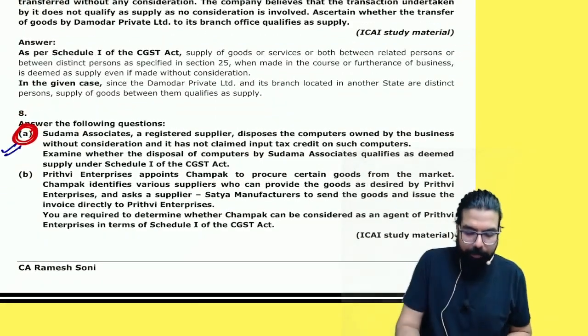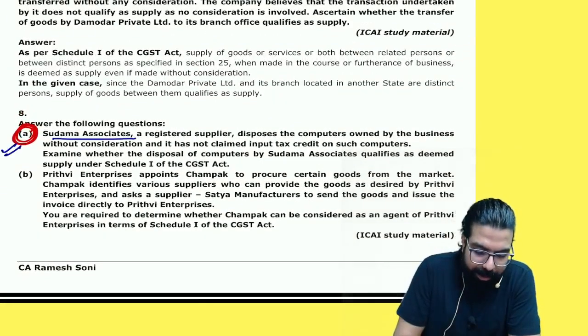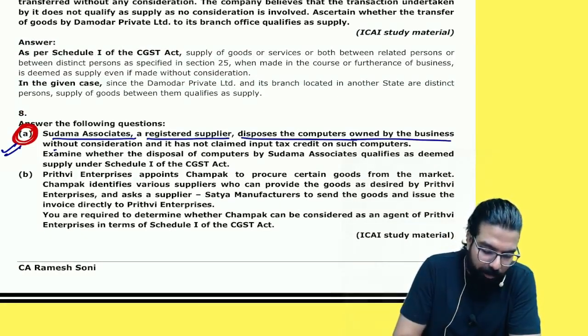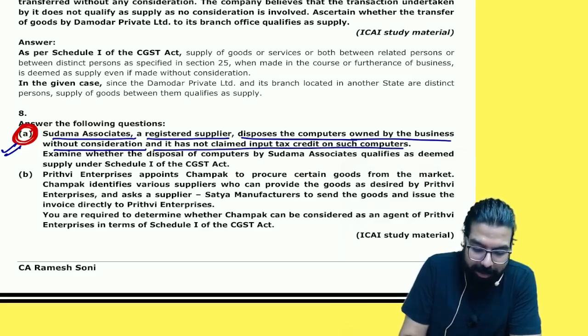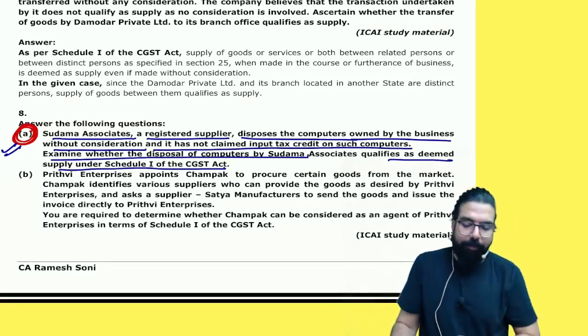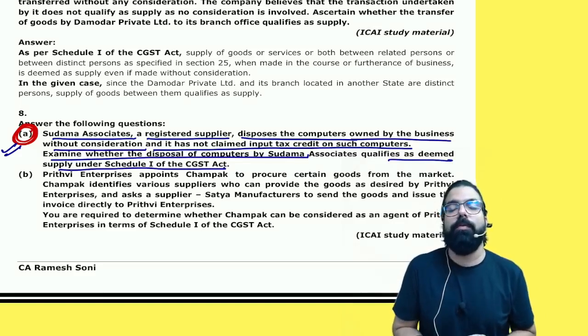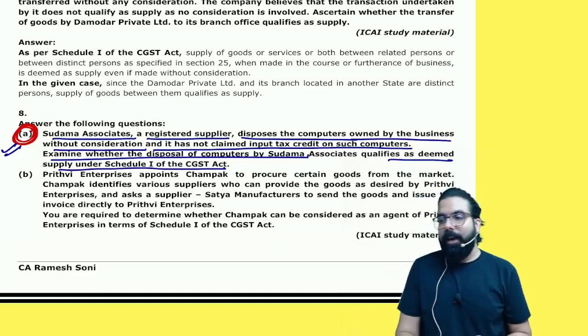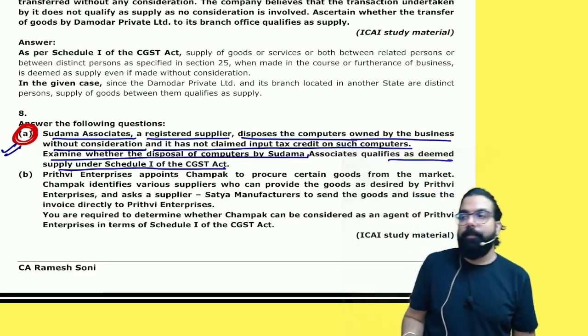Sudama Associates, a registered supplier, disposes of a computer owned by the business without any consideration, and it had not claimed ITC on such computer. Examine whether the disposal would qualify as deemed supply under Schedule 1. Yes or no? Why no? ITC has not been availed, and hence will it be a supply or not a supply?